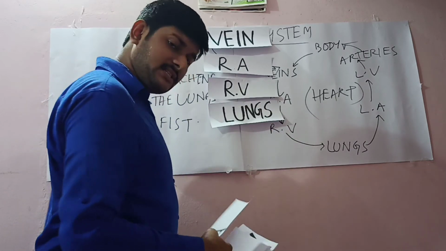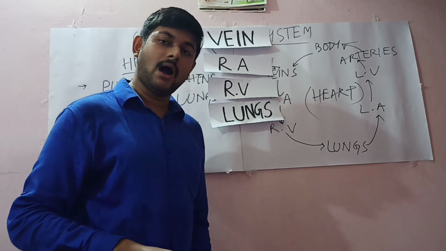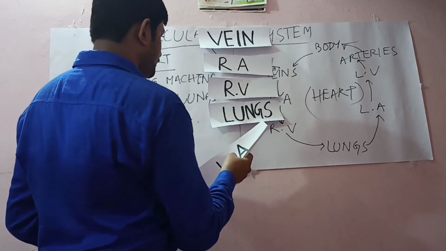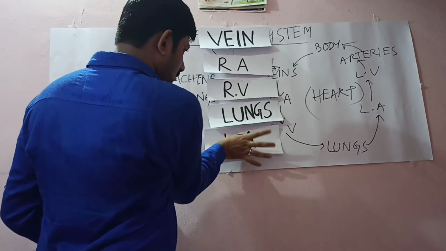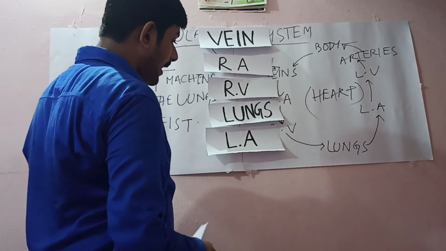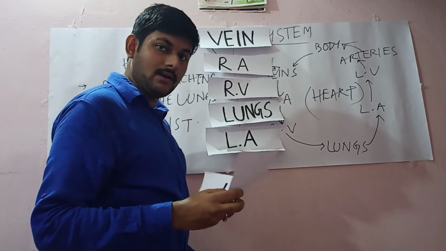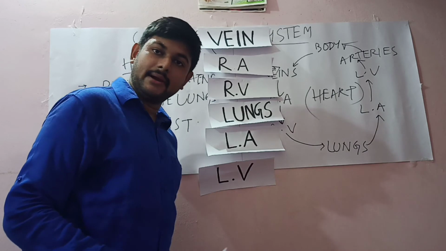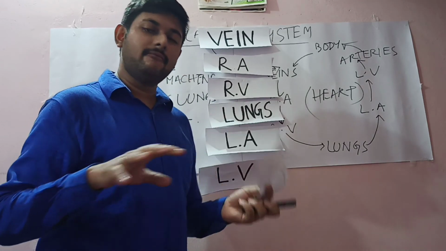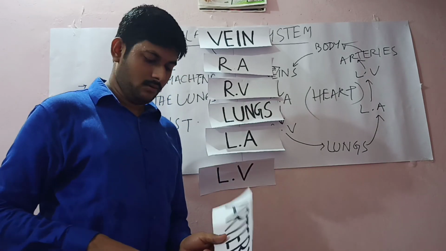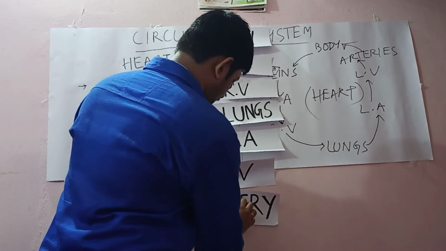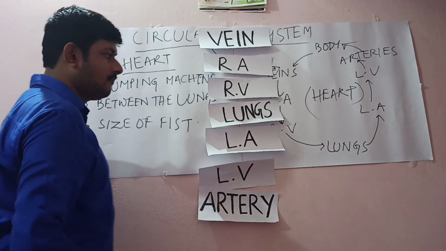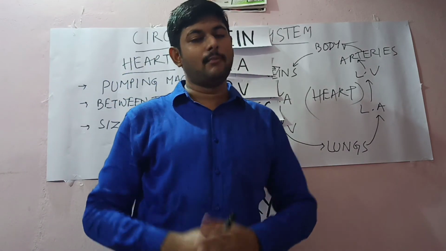From the lungs, the oxygenated blood again enters the heart. Through which pathway? The left atrium. After the left atrium, the blood goes to the left ventricle. After the left ventricle, it is transported to every part of the body through arteries. Okay, this is the correct sequence of blood flowing through the heart and the body.